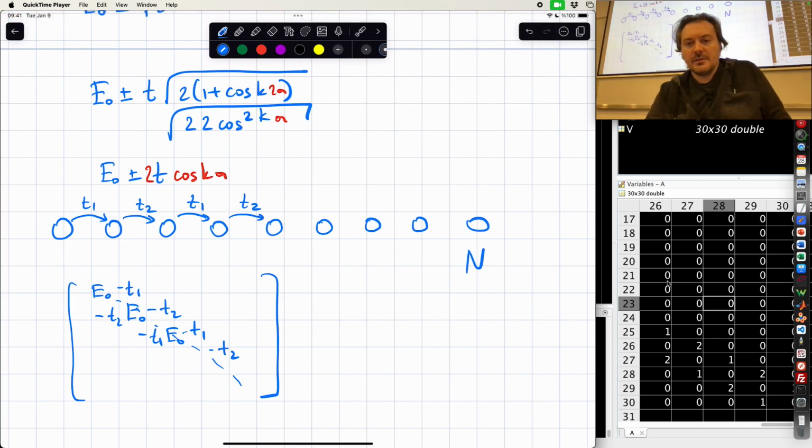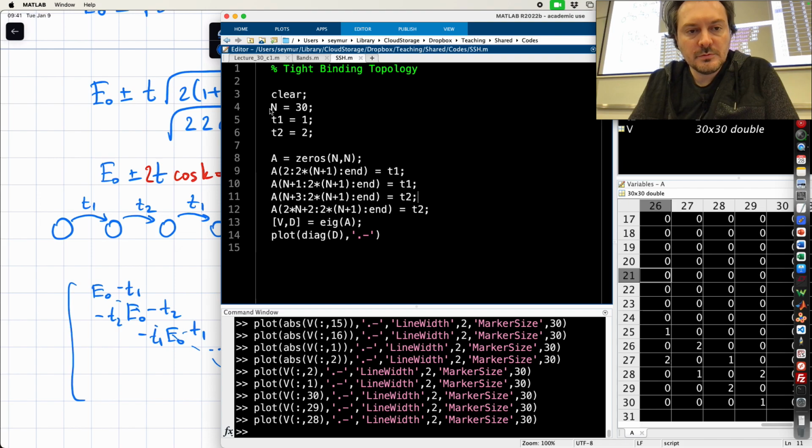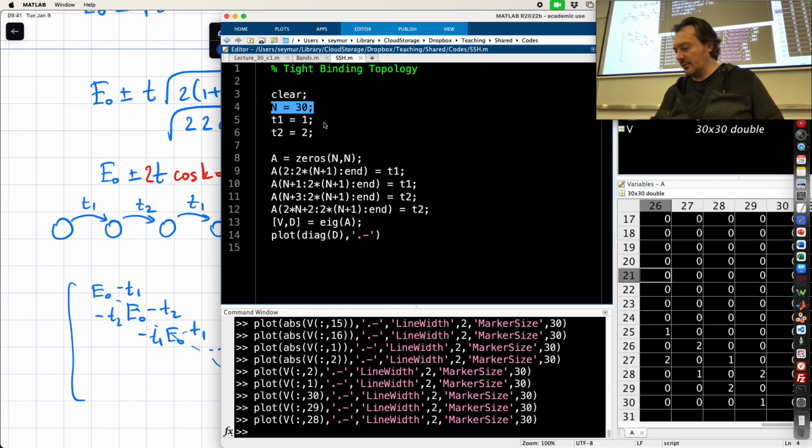We have fixed the code. Here's the code. Number of atoms. It has to be even. Did I just change it to odd? It has to be even because, let me show you why.